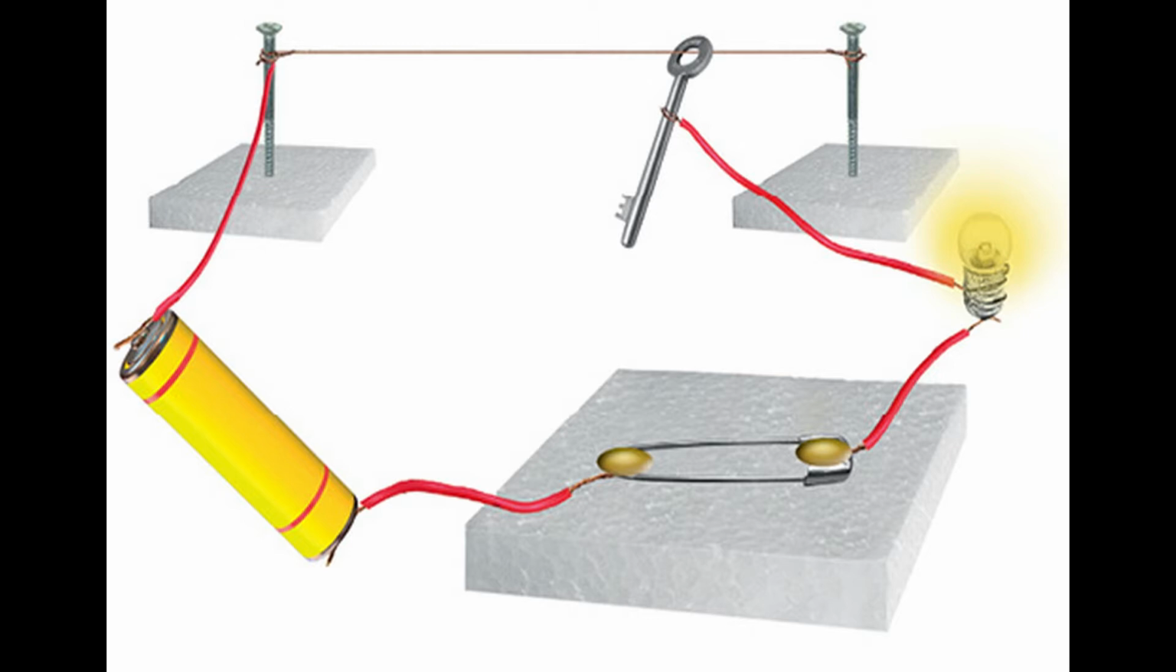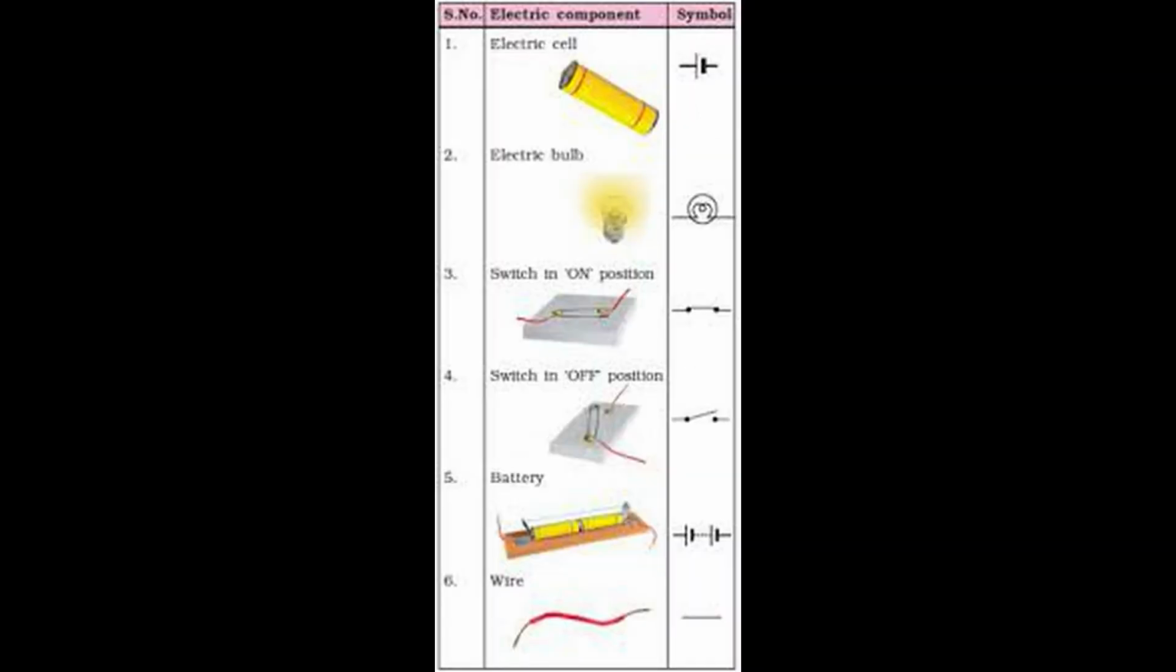Today we are going to see a new chapter, chapter 14, electric current and its effects. Did you see any electric circuit which contains different types of things like an electric cell, batteries, a small bulb, on and off switches, and also wire? In this chapter we will learn about the electric circuit and how we can make an electric circuit.